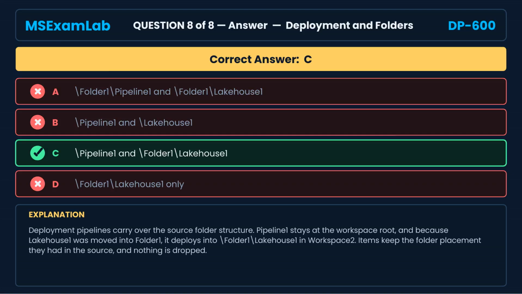The correct answer is C. Deployment pipelines carry over the source folder structure. Pipeline 1 stays at the workspace root, and because Lakehouse 1 was moved into Folder 1, it deploys into /Folder 1/Lakehouse 1 in Workspace 2. Items keep the folder placement they had in the source, and nothing is dropped.